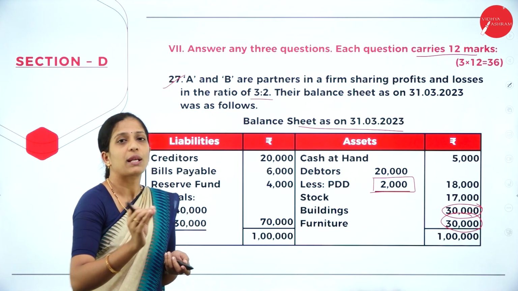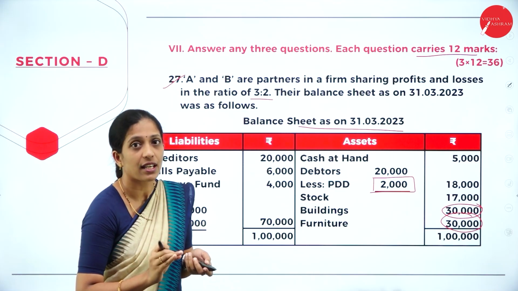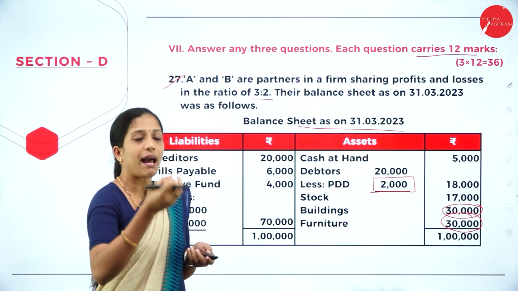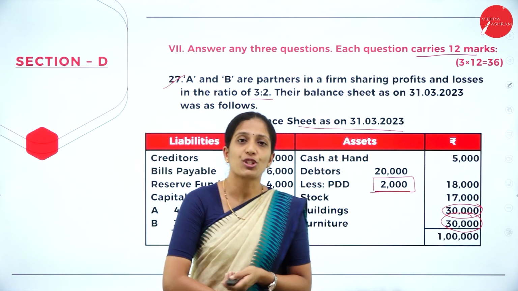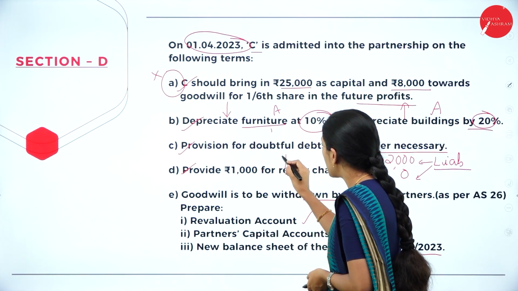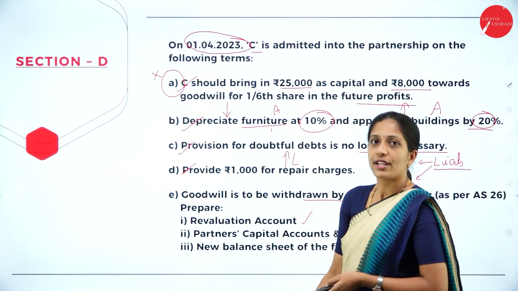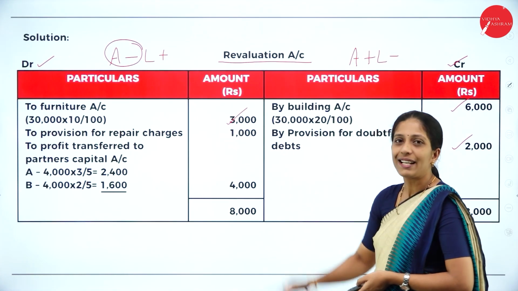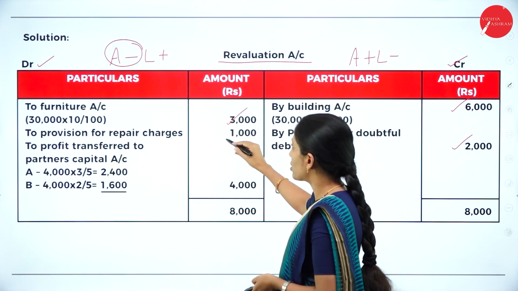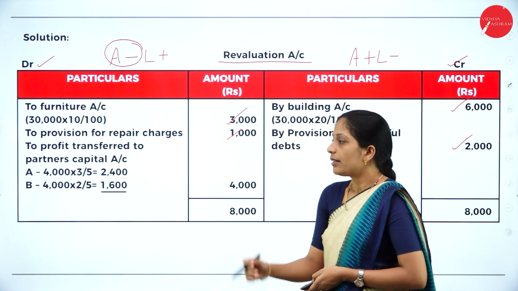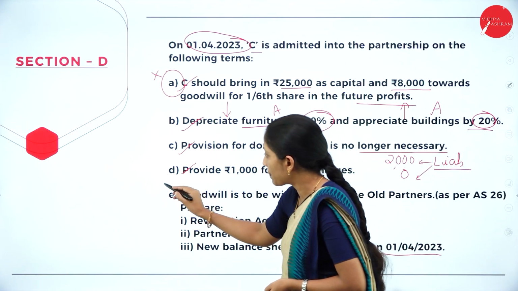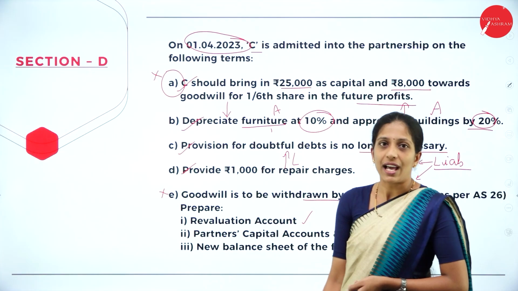Provision for repair charges means it is a liability. So in the balance sheet, it is not there. A new liability has come into the business, which means that liability has increased. So increase in liability, where do we record in your revaluation account? That is in the debit side, L plus. So to provision for repair charges, 1,000. Next, if you see any other adjustment, goodwill withdrawn, it comes under partner's capital account, not in your revaluation account.